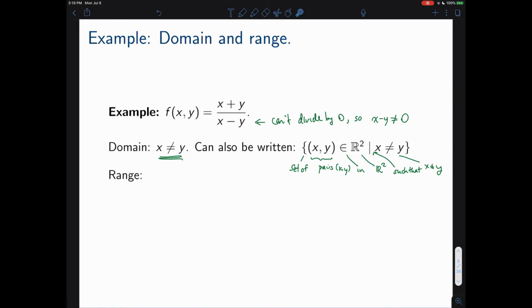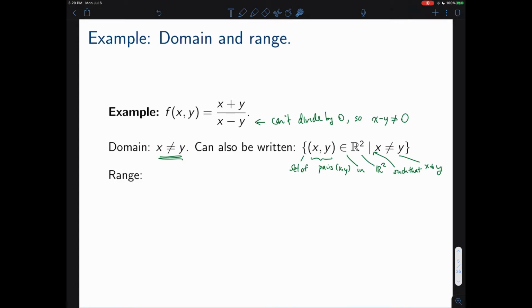What about the range of this one? The range is a little bit trickier problem. So I would invite you, if you're curious, to pause the video for a minute and think about it. What possible outputs can you get from this expression? Can you find an x and a y that make this equal to 10? Can you find an x and a y that make this equal to 0 without dividing by 0? Can you find an x and a y that make this equal to 275?